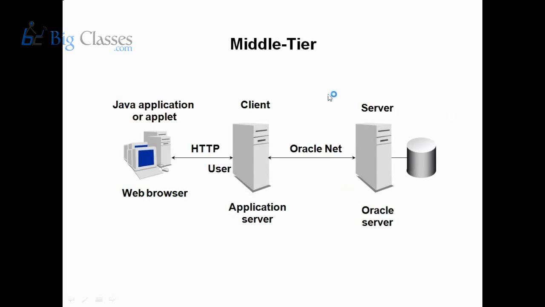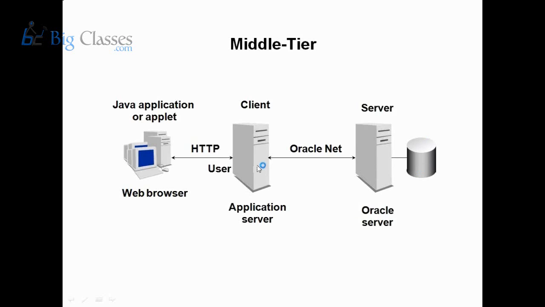So these two are in different boxes, and they connect through a network, or in the same network they can connect. If the data is not available in the application server, at that point of time the application server will connect to the Oracle server. In that Oracle server, we have the database here.